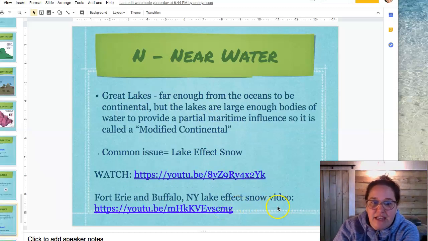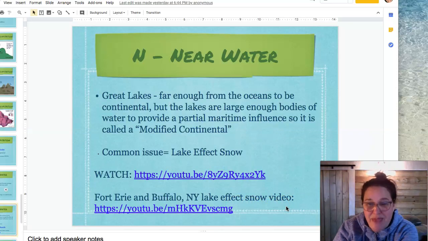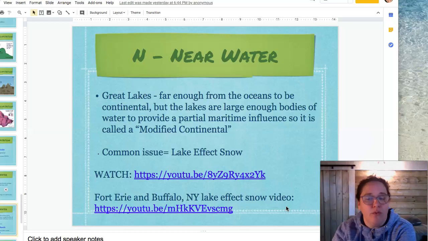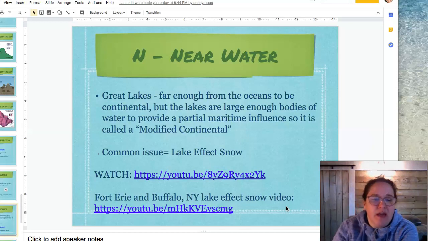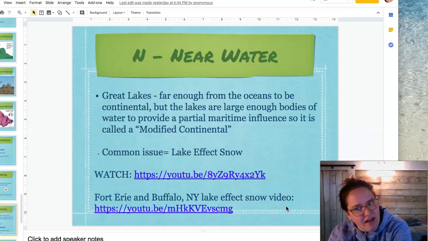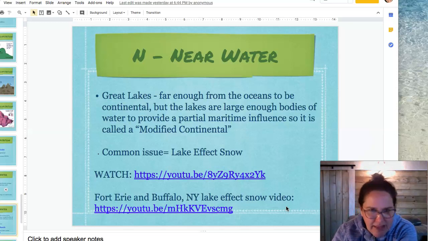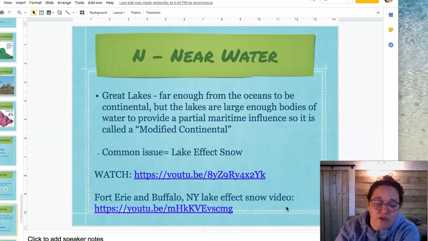Now, it's kind of tricky here. Here in the Great Lakes region, we have major bodies of water. The 5 Great Lakes act like an ocean. However, technically, we are a continental climate. So because we have a continental land mass and we're surrounded by land, but we also have these major lakes, it gets a little bit confusing. So this particular area is called a modified continental because sometimes we get things like lake effect snow, where there's a ton of moisture that gets sucked up from the Great Lakes and then it gets dumped down onto the land. And that's what we see here in the Buffalo and Fort Erie area.